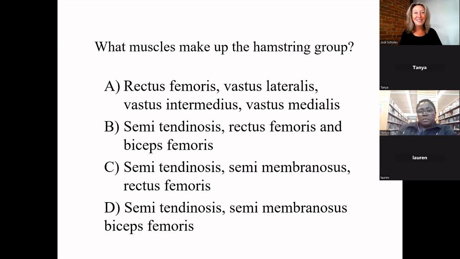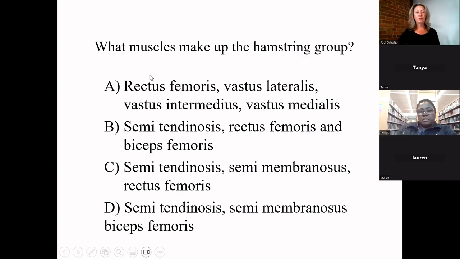All right, we just covered this. We have a little memory tool for this. All right, what muscles make up the hamstring group? It's not the quads. Where are the hamstrings? Touch them on yourself.